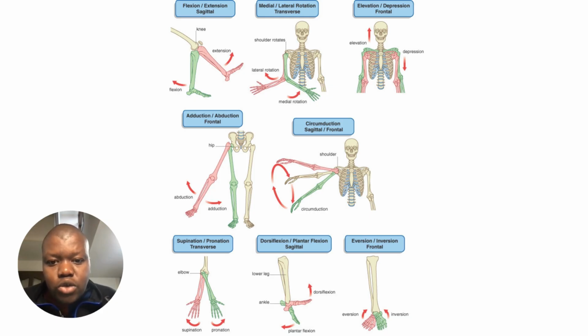And then we have dorsiflexion and plantar flexion, and that takes place at the ankle joint. So dorsiflexion is movement of the ankle towards the leg, and plantar flexion is movement of the joints towards the sky. And then we have eversion and inversion, and that takes place on the frontal plane.